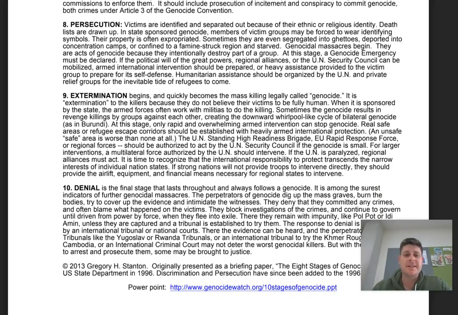The second last step is the extermination itself. So it's no longer small groups of genocide happening. It's actually a concerted effort of trying to eliminate an entire group of people. At this stage, like it says on the 4th line here, only a rapid and overwhelming armed intervention can stop genocide. Safe areas need to be created that are guarded by these groups, and these groups must ensure that they cease the genocide that is currently happening.